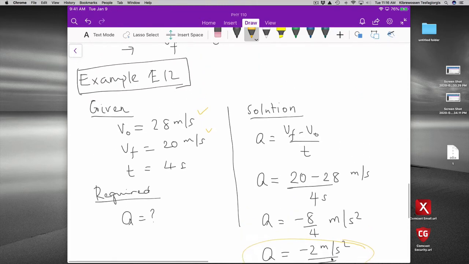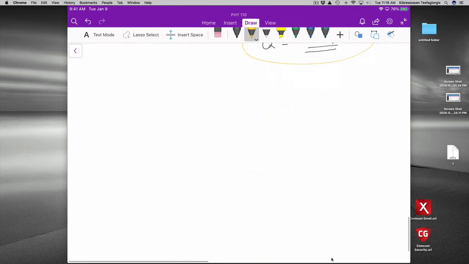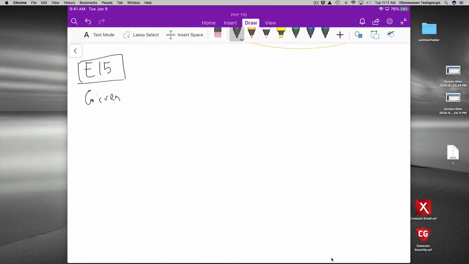Let's solve another example, E15, from the textbook again. I'm going to list out the parameters for you. If you don't have your textbook ready yet, I'm going to read it. So E15 from the textbook states that a car moving with an initial velocity of 32 meters per second slows down at a constant rate of negative 4 meter per second squared. Okay, so again, my given. You're told the initial state of the motion. That's 32 meter per second. Sorry, it's a velocity.